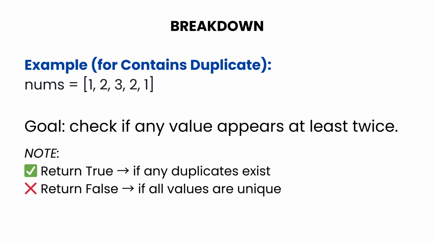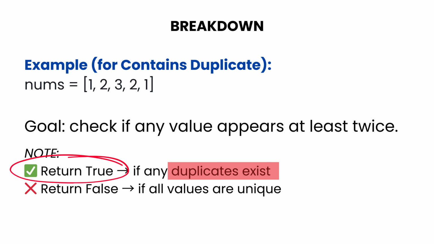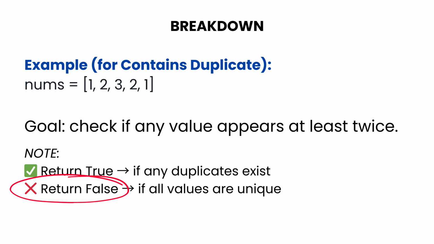Let's break down the problem. You're given an array of integers, and you need to determine if any value appears at least twice. If any number shows up more than once, return true. Otherwise, return false. Super simple, but it tests your ability to spot the most efficient solution.